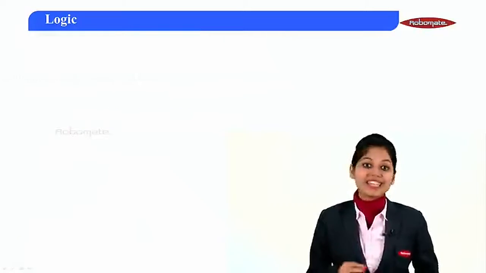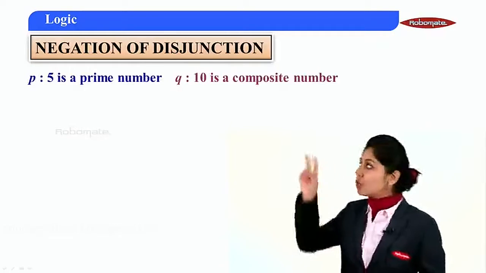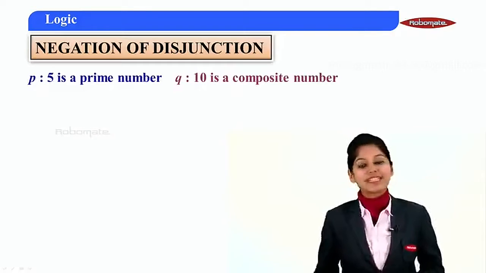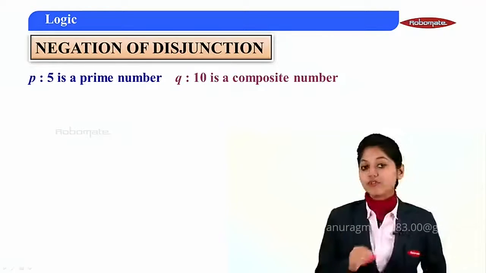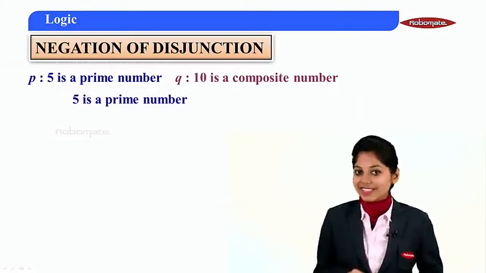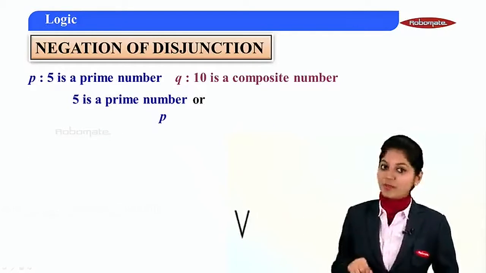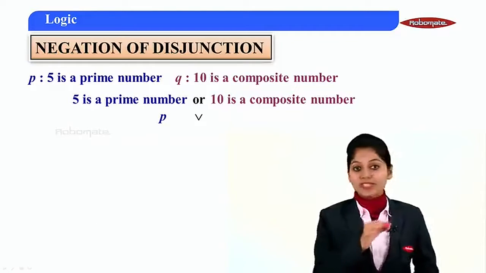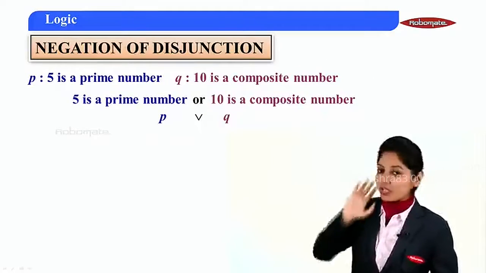And the next one is negation of disjunction. For disjunction, again I'll have 2 simple statements, where the P statement is 5 is a prime number and the Q statement is 10 is a composite number. I have 2 simple statements. What you have to do is first form a compound statement, disjunction. Disjunction means which keyword? Or. Remember? Therefore, we will add the word or and put its symbol, which looks like a cup, where the next statement is 10 is a composite number, which is Q. So here we obtain the symbolic form, which is P or Q.